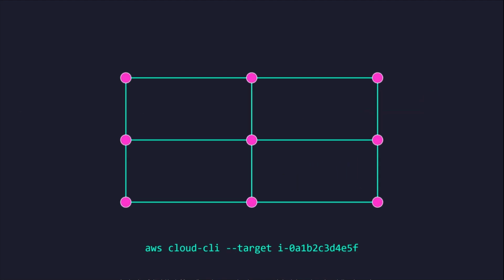Use the target flag with the destroy command to remove specific resources without affecting the rest of your network. This is useful for testing individual components, like a specific security group rule or subnet.